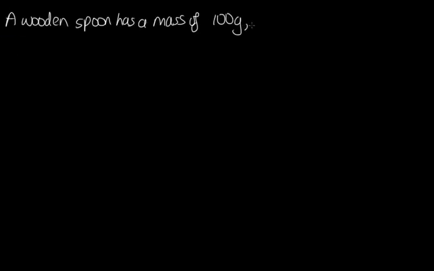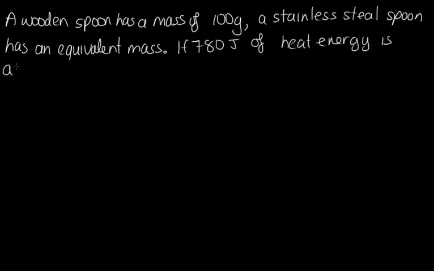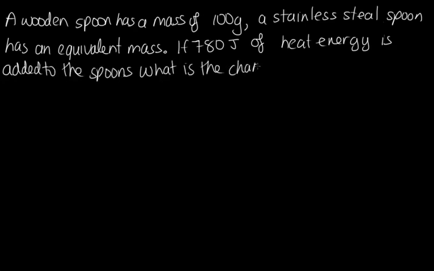A wooden spoon has a mass of 100 grams. A stainless steel spoon has an equivalent mass. If 780 joules of heat energy is added to the spoons, what is the change in temperature of the spoons?